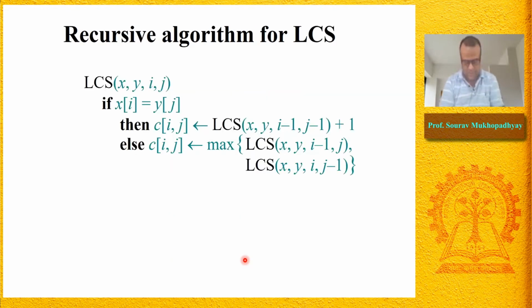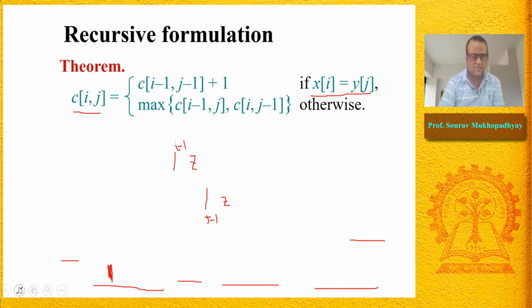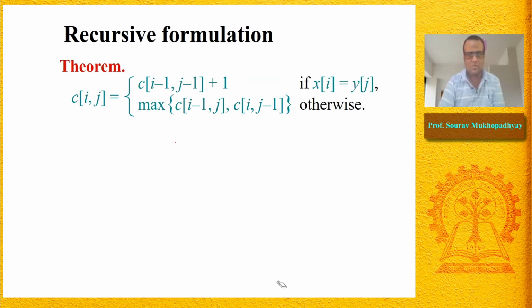Okay, now we are going to use this theorem, or lemma, to get a recursive algorithm, because we want to get C i j for all i and j. Ultimately, we want to get C m n. So this is a bottom up technique. So what is the algorithm for that? The algorithm will come from this recursive theorem. This theorem will give us the algorithm. So let me erase this. This theorem is basically our recursive formulation.